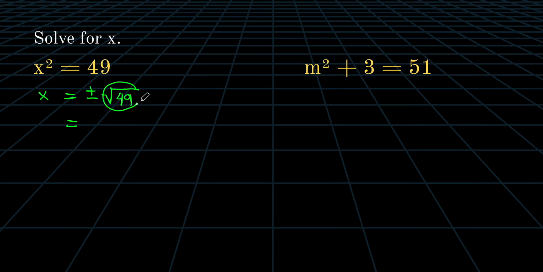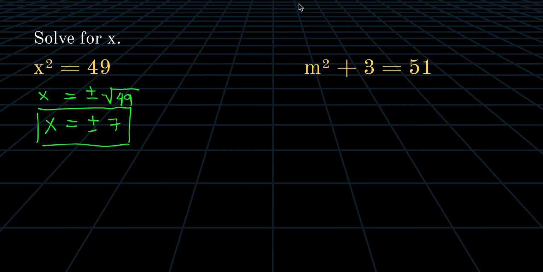We can simplify 49, right? Because 49 is a perfect square number. The answer would be x is equal to plus or minus square root of 49. That is going to be 7. And that should be our final solution here.